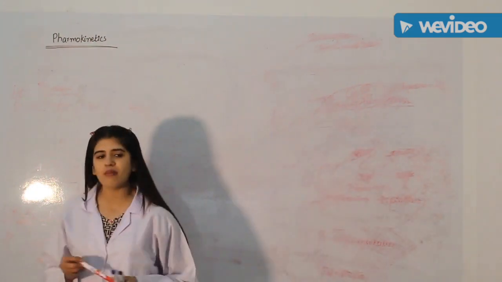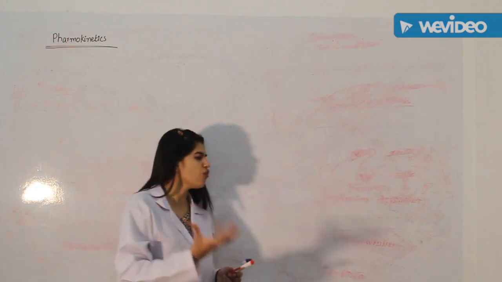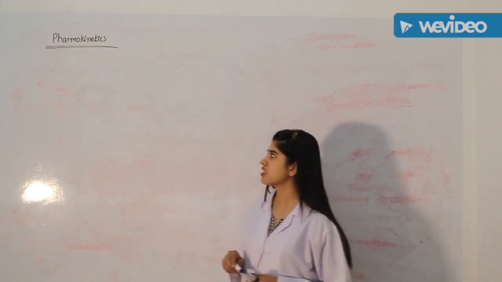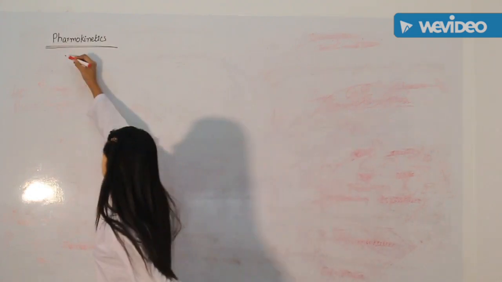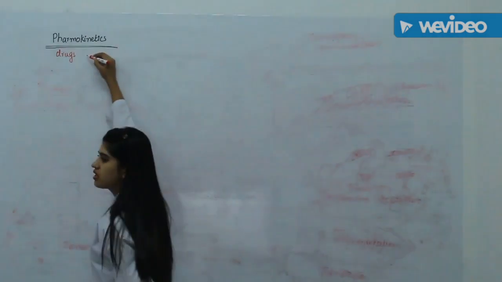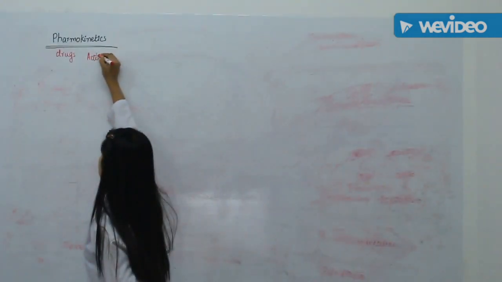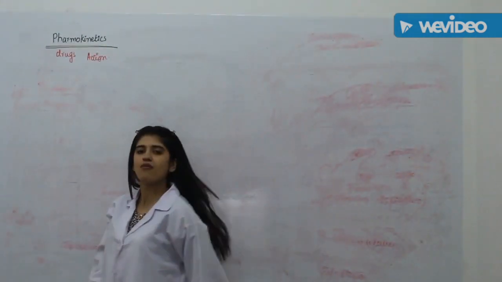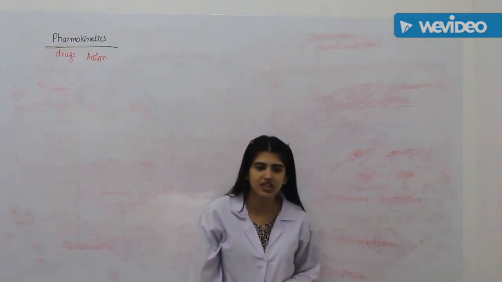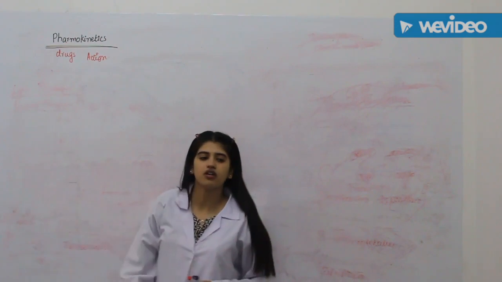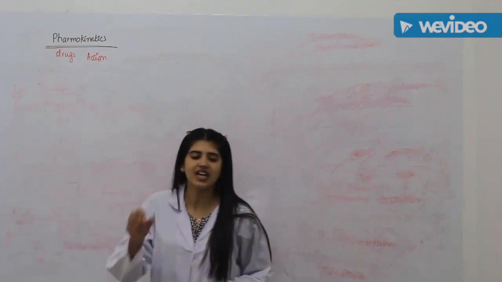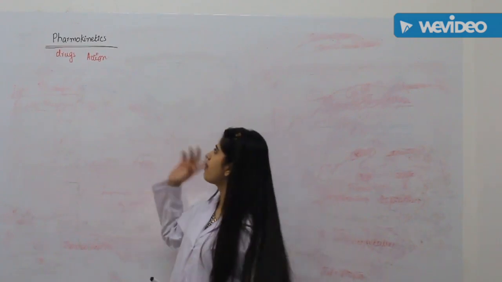First of all, pharmacokinetics or pharmacodynamics. These are two different things. Pharmacokinetics means drugs, pharm means drugs, and kinetics means action. So pharmacokinetics is the branch which deals with the action of drugs in our human body. How the drug works in our body is taught in pharmacokinetics.